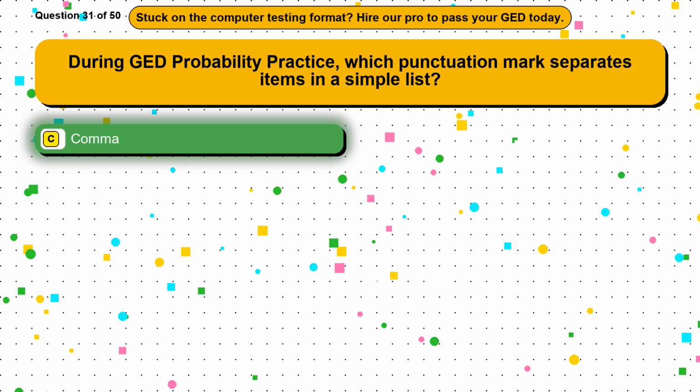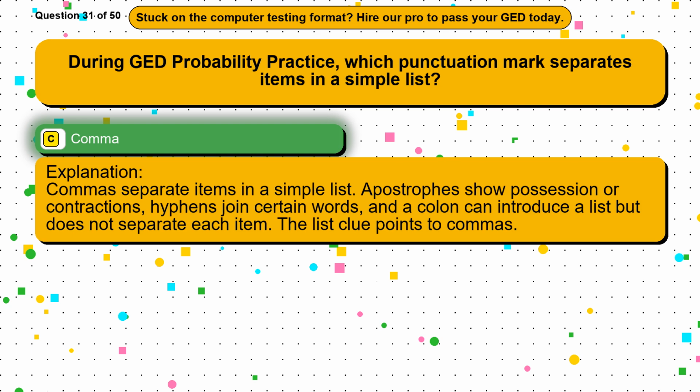Comma. Commas separate items in a simple list. Apostrophes show possession or contractions, hyphens join certain words, and a colon can introduce a list but does not separate each item. The list clue points to commas.